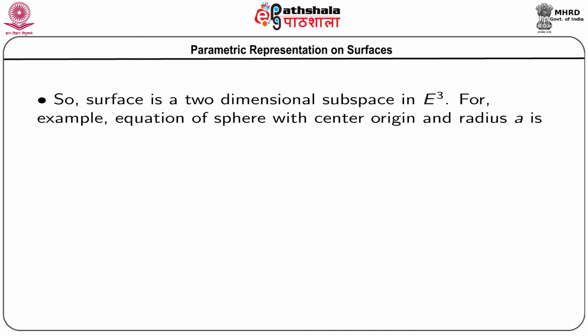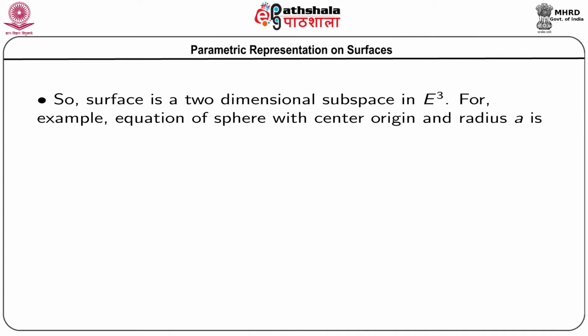So, by these 3 equations, this f(x, y, z) also can be expressed. That means, the 2 independent variables can be given to the equation so that it will determine the surface. So, surface is a 2-dimensional subspace in E3.